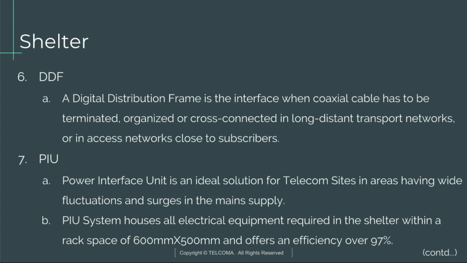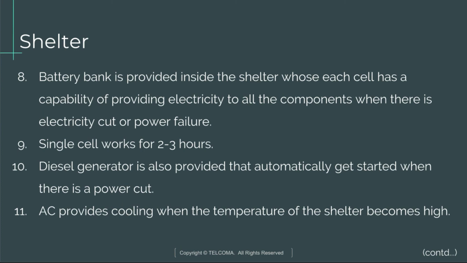It is an ideal solution for telecom sites in areas having wide fluctuations and surges in the mains supply. PIU system houses all electrical equipment required in the shelter within a rack space of 600 mm to 500 mm and offers an efficiency over 97%.